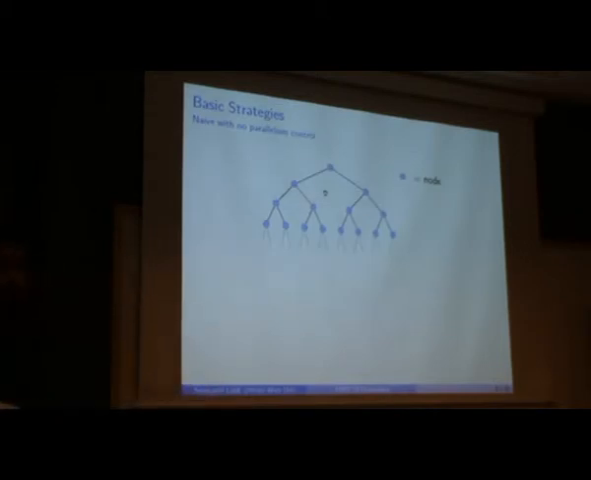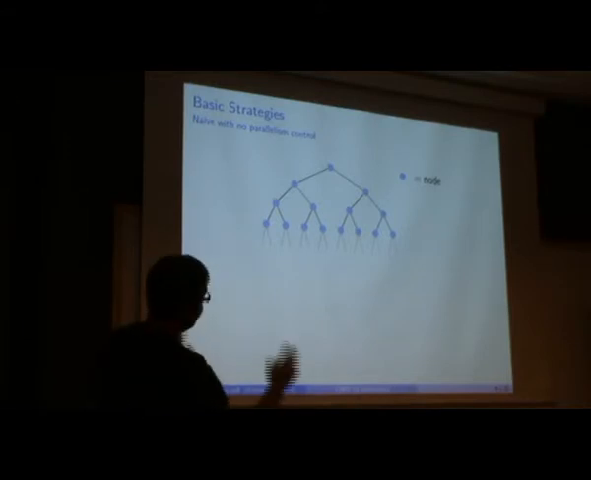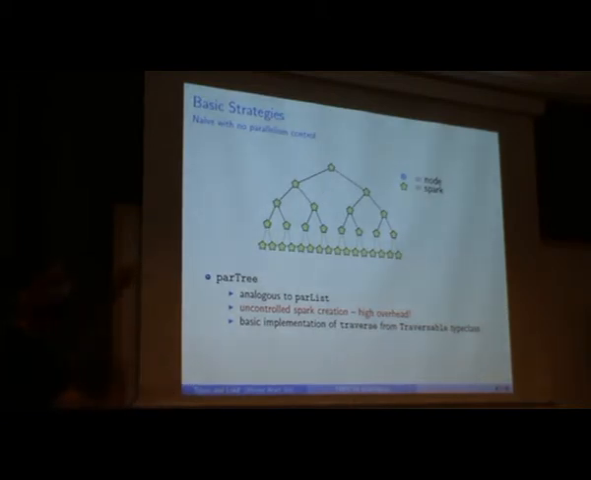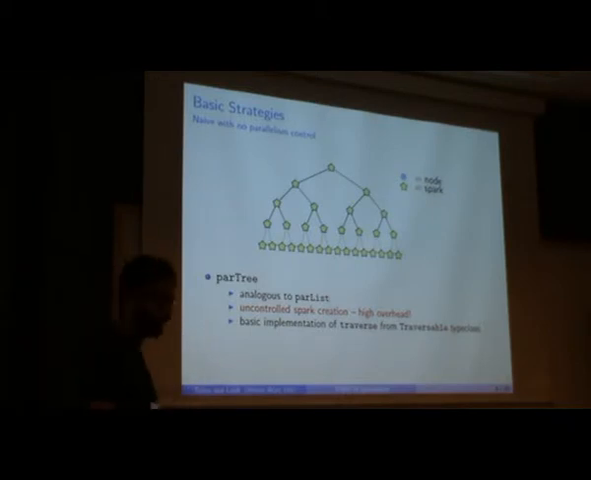So here, this is an example of a tree. The blue dot is a node, and coming up with a basic naive strategy is very straightforward. We implement part 3, which is analogous to part list. This creates a spark for each element in the list. So there's uncontrolled spark creation, and if the tree is quite large, especially if the size of the computation in each node is too small, this will lead to a high overhead. This basic strategy is implemented through the traverse function if we make our tree data type an instance of the traversable type class.